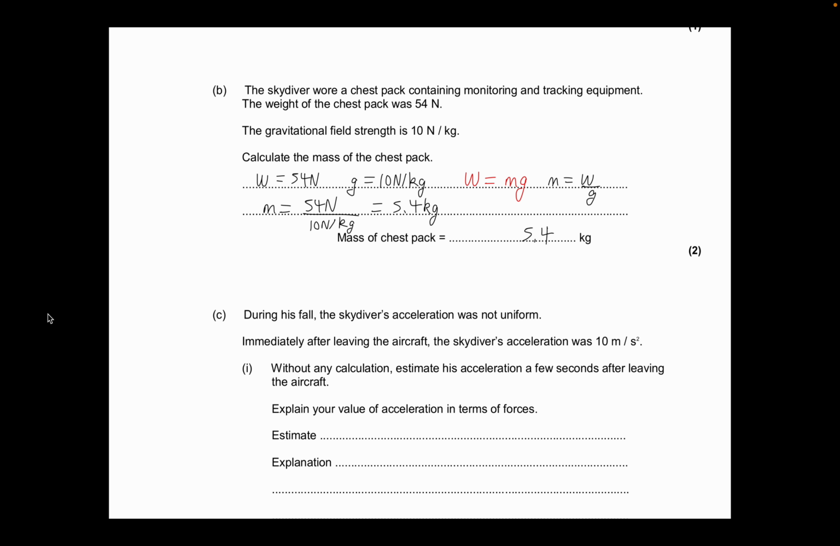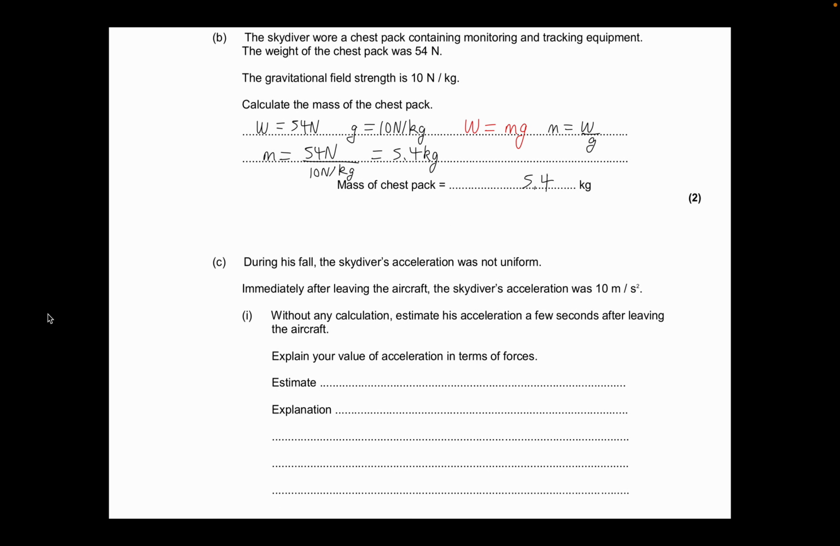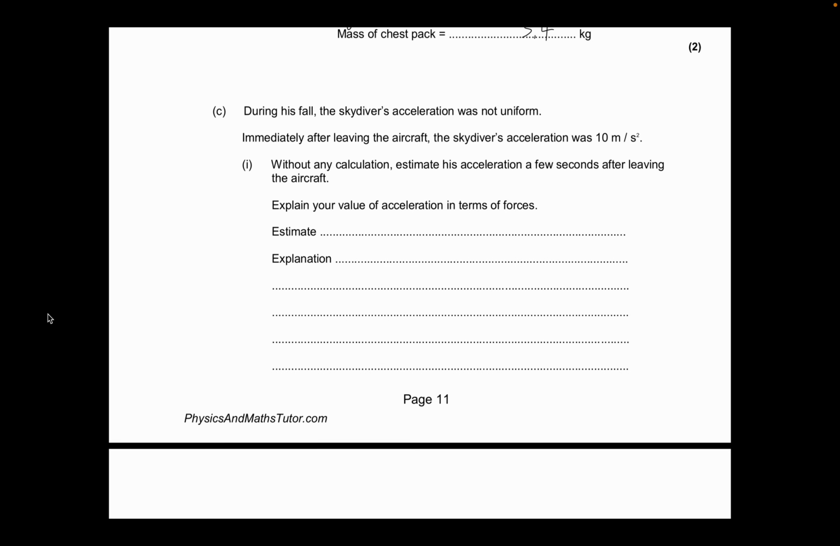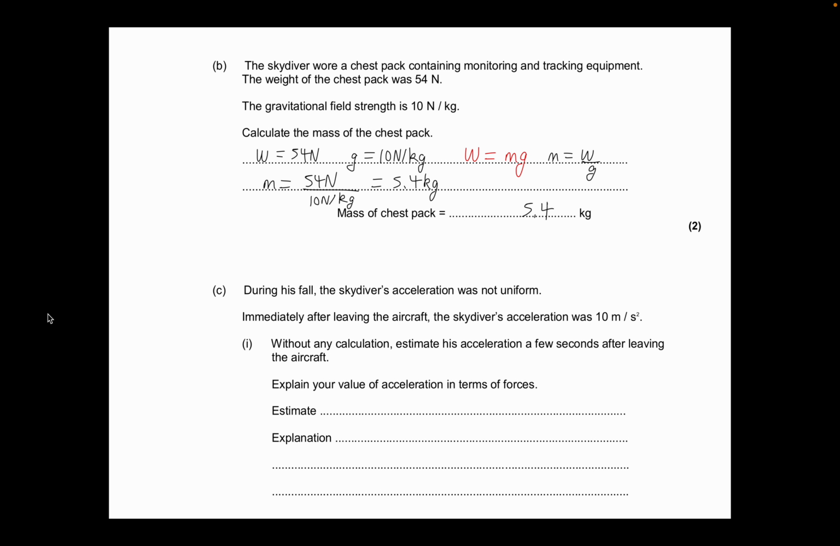5.4 kgs. Okay. Now, the next question. During his fall, the skydiver's acceleration was not uniform. Immediately after leaving the aircraft, the skydiver's acceleration was 10 meters per second squared. Without any calculation, estimate his acceleration a few seconds after leaving the aircraft. Explain your value of acceleration in terms of forces.